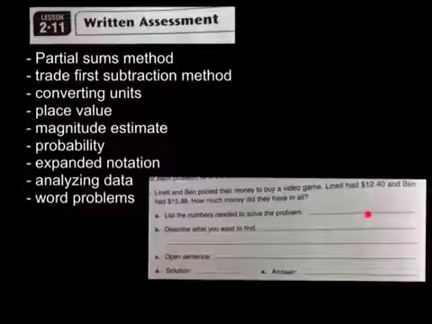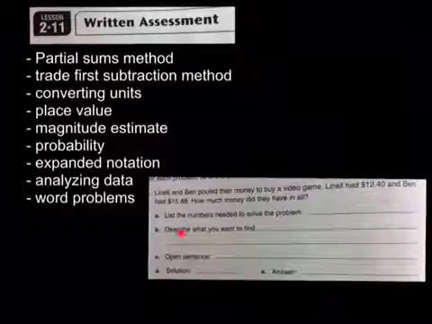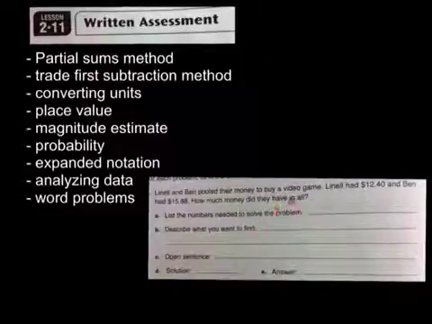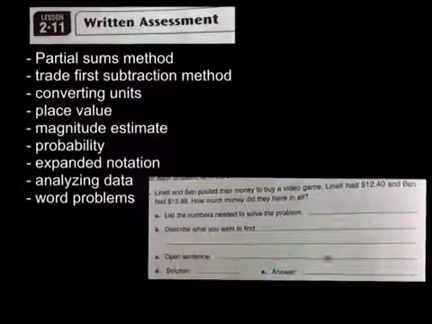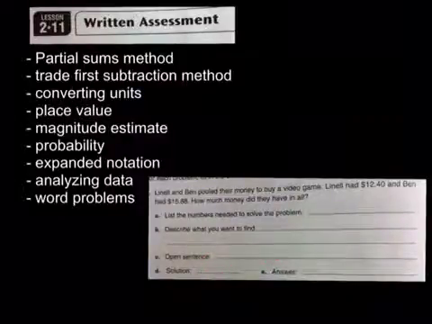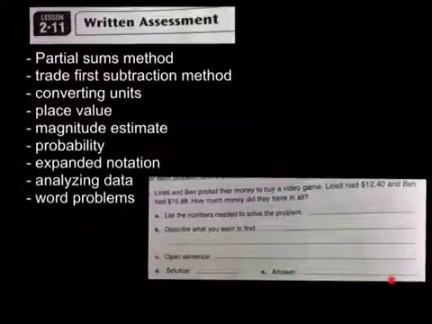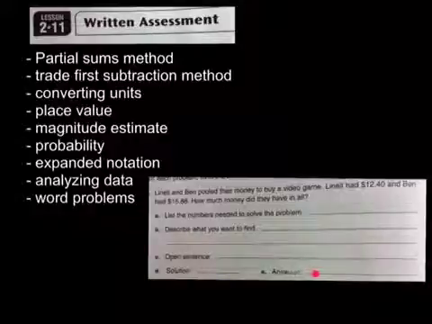So you would write the numbers you need. What you need to find is the question you're asked. Your open sentence is your equation. Okay, you're adding numbers. You write your solution, and then the answer is a statement. Therefore statement. All together they have X amount of money.